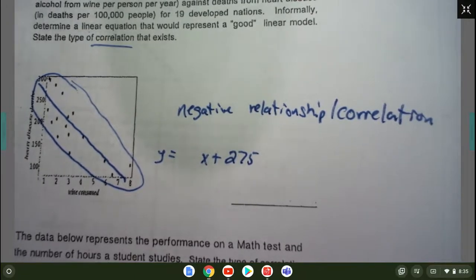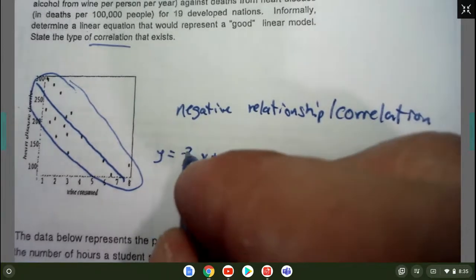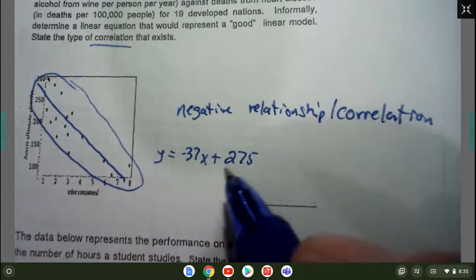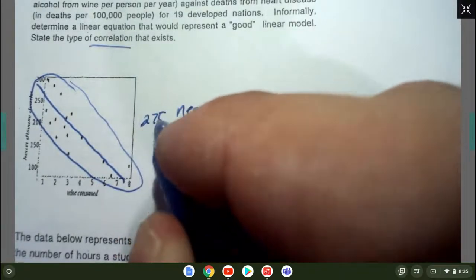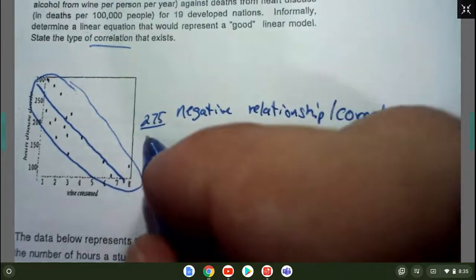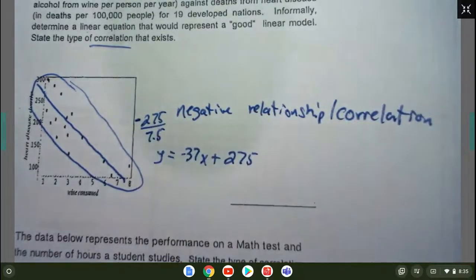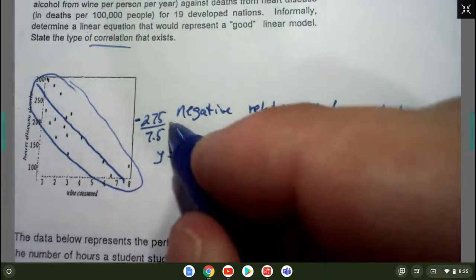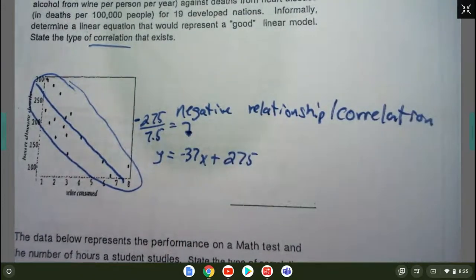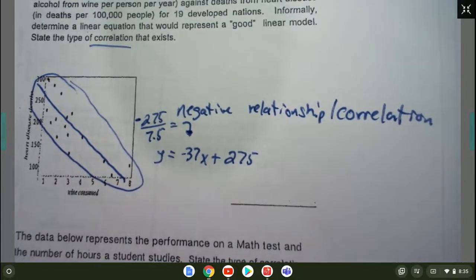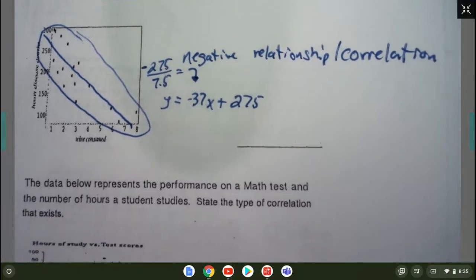275 divided by 7.5, I get about 37, and it's decreasing, so that's about negative 37x. That's from this 275, right? 275 over 7.5, and it is decreasing, it goes down 275. So that's where I get my negative 37. It's negative 36 and 2/3, negative 36.6 repeating. I'll just put negative 37x plus 275.